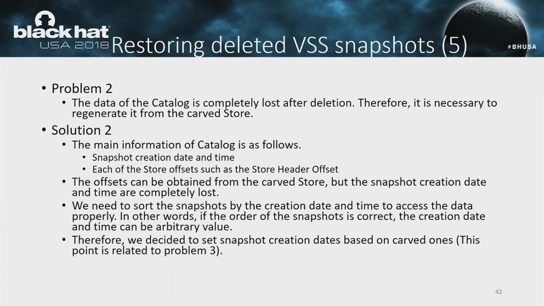Next, problem 2. The data of the catalog is completely lost after deletion. Therefore, it is necessary to regenerate it from the carved store. The solution to the problem is as follows. A catalog has two main pieces of information, snapshot timestamp and store offsets. The offsets can be obtained from the carved store, but the snapshot creation date and time are completely lost. We needed to sort the snapshots by the creation date and time to access the data properly. In other words, if the order of the snapshots is correct, the creation date and time can be arbitrary values. Therefore, we decided to set snapshot creation dates based on the carved ones.